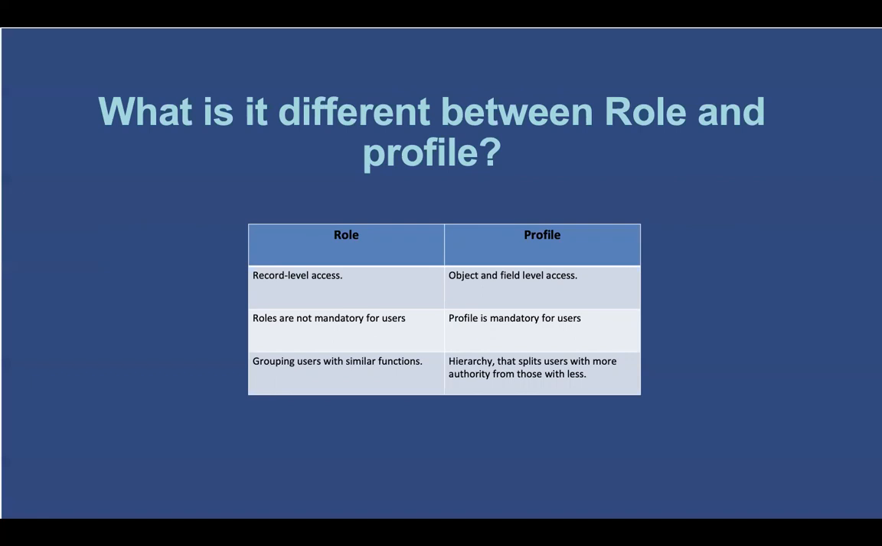So my miss, I think I should have corrected it. I wrongly typed that out. So the grouping of users with similar functions is profile, and then role is basically bifurcating and splitting the users based on their authority and hierarchy. So these are some differences. The primary difference is that one controls the record level sharing and the other controls the object and field level access. So just keep those in mind and you should be good to go.